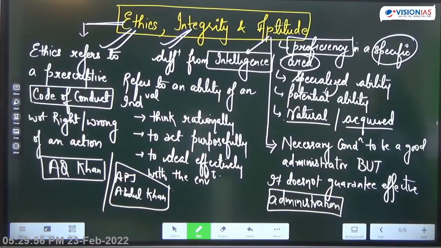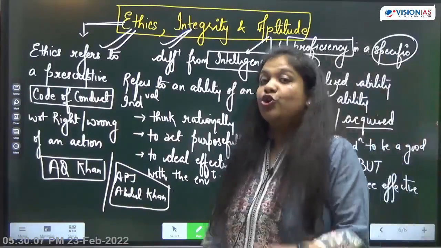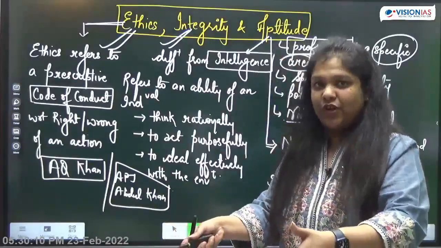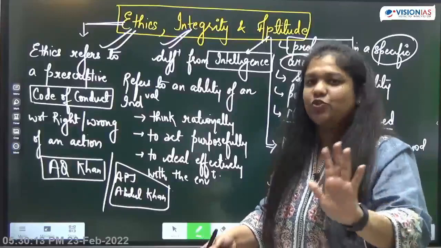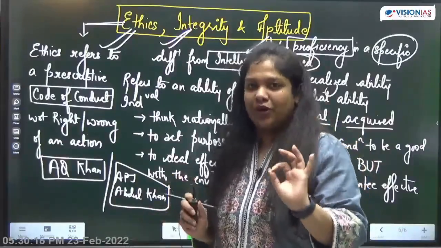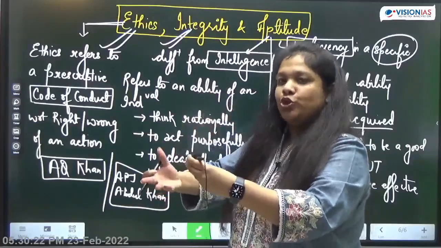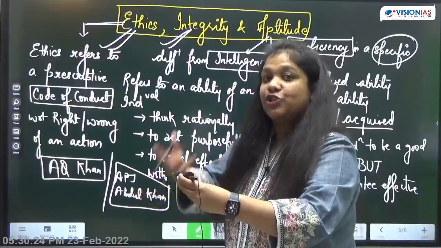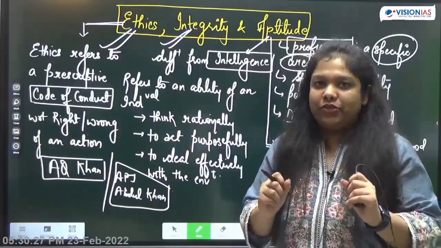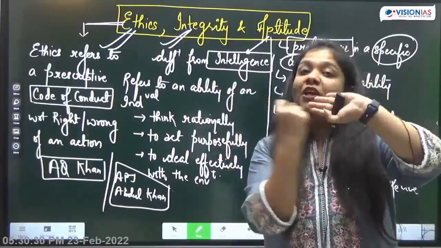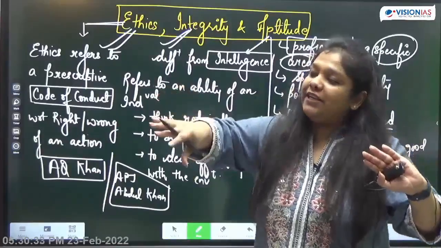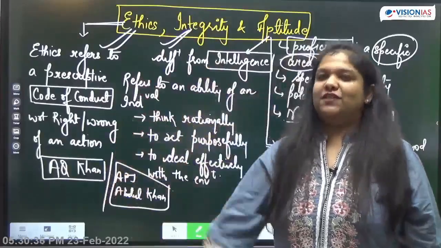So ethics refers to a prescriptive code of conduct with respect to right or wrong of an action. What determines the rightness or wrongness of an action in a situation? I'll discuss ethics in great detail. Just trust me when I'm telling you these simple definitions. I am supposed to act in a situation. How am I supposed to act? Which action would be right or wrong would be determined by ethics. So ethics is nothing but a prescriptive code of conduct with respect to rightness and wrongness of an action in a situation.